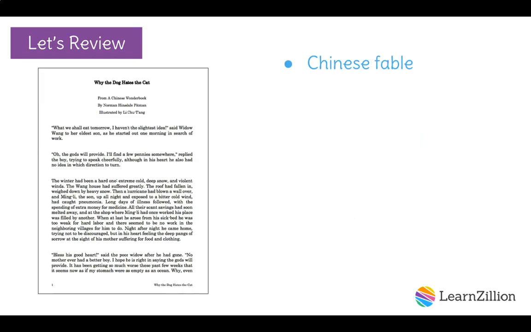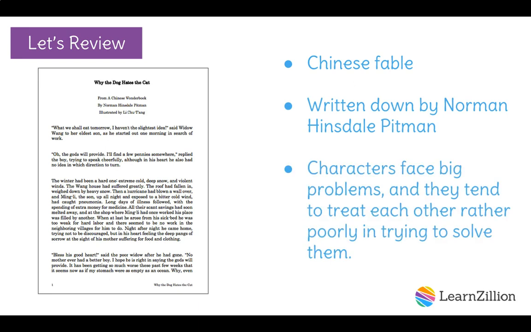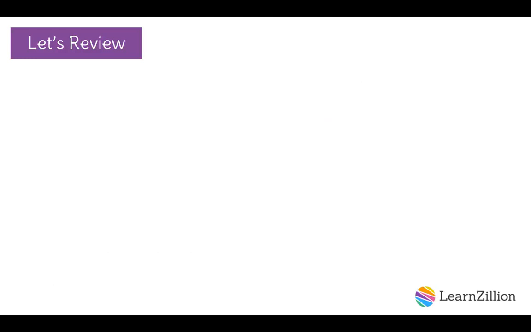So let's review. We've been reading Why the Dog Hates the Cat, which is a Chinese fable that was written down by Norman Hinsdale Pittman. Throughout the text, characters, neighbors, family members, and animals face big problems around being poor and hungry, and they tend to treat each other rather poorly in trying to solve them.